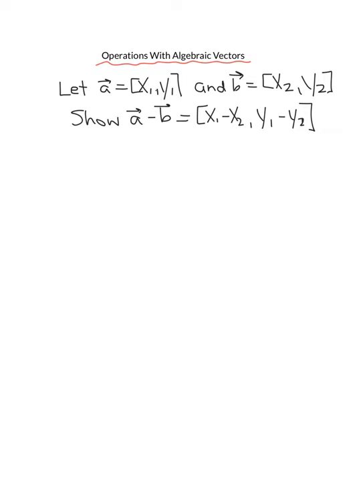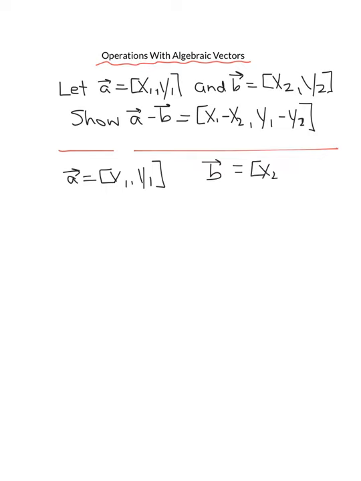I'm just going to draw a line here to show that we're starting the answer. In the question, it told us that vector A was equal to x1, y1, and vector B was equal to x2, y2. What we do know because of those is that vector negative B would equal negative x2, negative y2. So the first thing I'm going to do is look at just the left side of this equation right here.